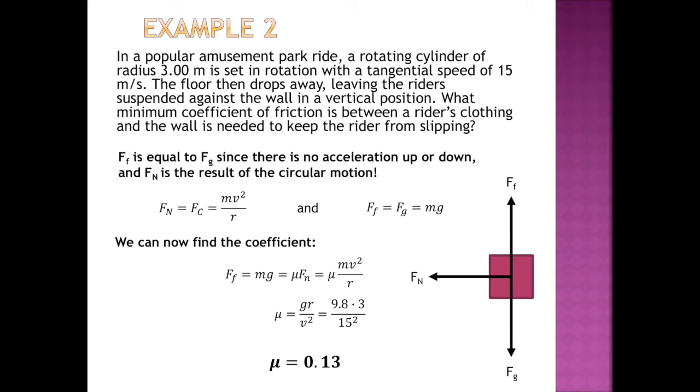And so you can see in this question here, we've set it up so that we know that Fn is equal to Fc, we know that Ff is equal to Fg, we've substituted everything together before we plugged in values to get our answer of 0.13.